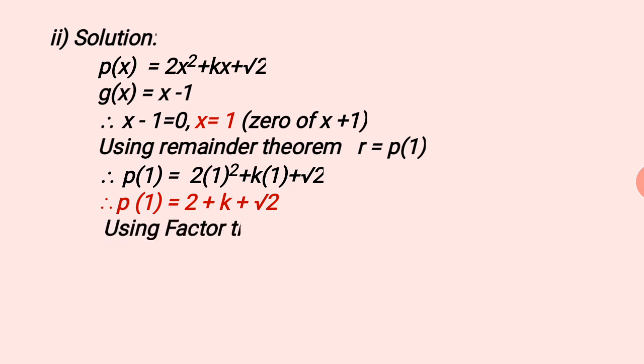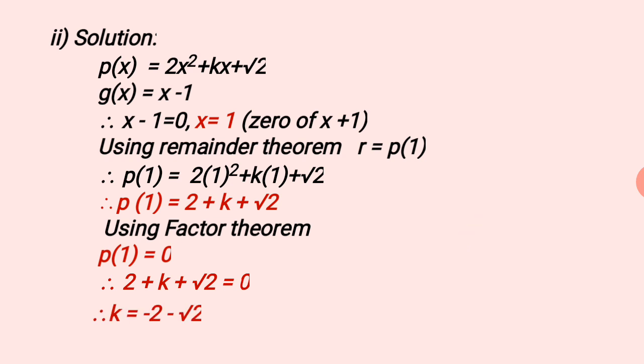Next, we are going to use factor theorem. By factor theorem, p of 1 will be surely equal to 0. So, now let us equate those two. I mean, when the LHS are equal, RHS are to be equated. So, this is what you get after equation. 2 plus k plus root 2 equal to 0. And now we will find out the value of k. Take all the constants on the right hand side and k comes out to be equal to minus 2 minus root 2.